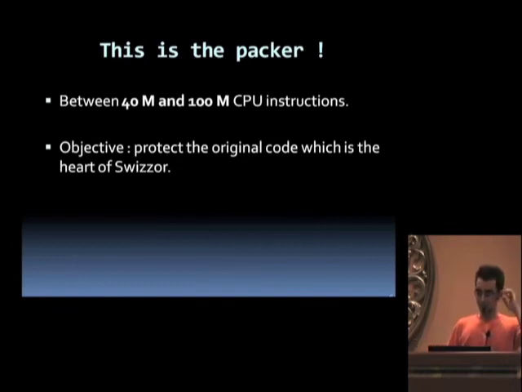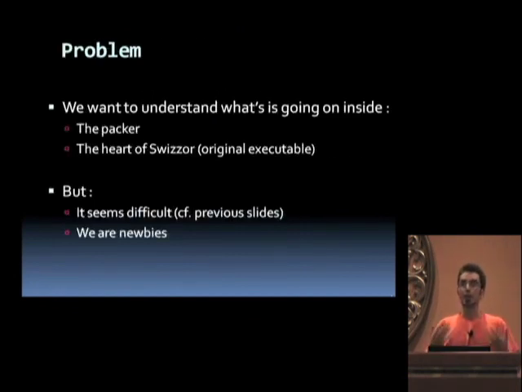So here is the problem. Our goal was really to try to build a kind of comprehensive understanding of what's happening inside Switzer, both inside the packer, the protection layer, and the heart of Switzer, the original binary. But it seems pretty difficult at first. As we have seen, there is some wild stuff. And secondly, we are not hardcore reversers. We are pretty bad. So the first step was to deal with the packer.